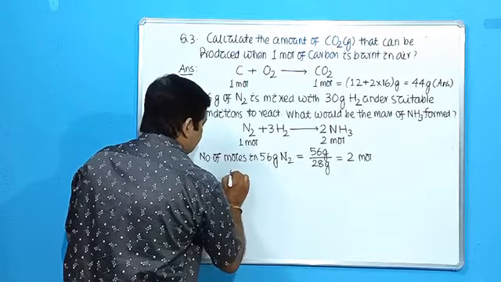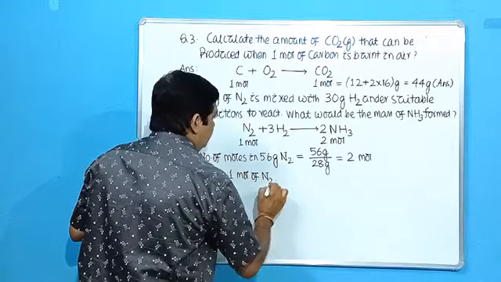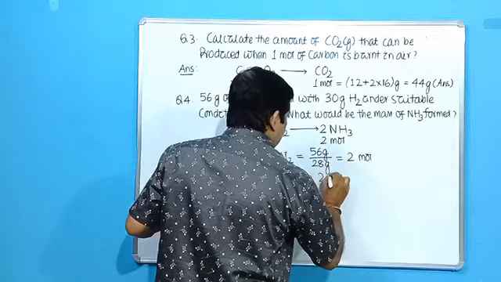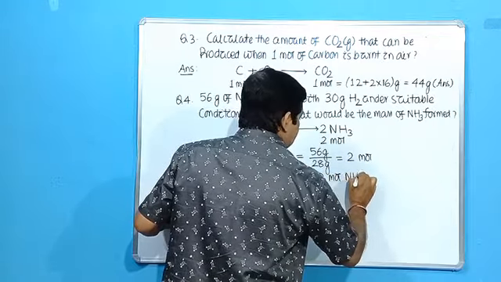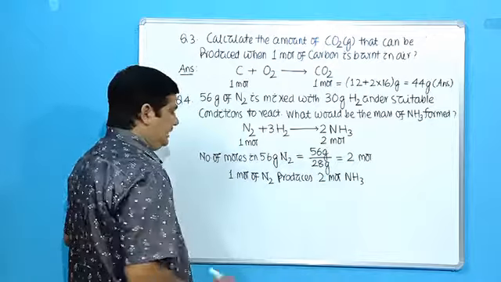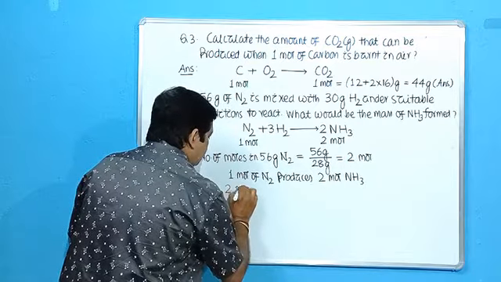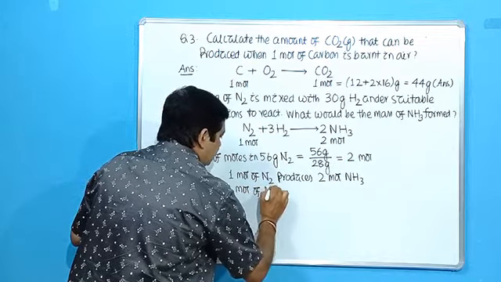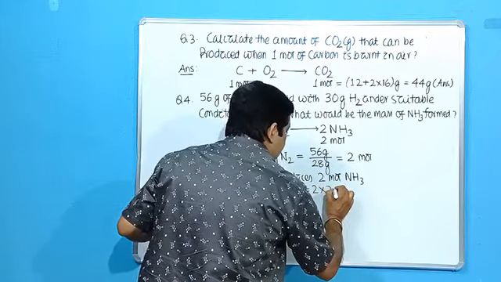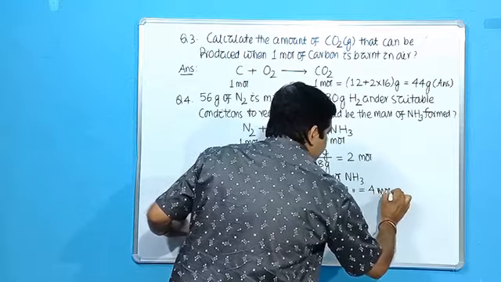So we'll start from this one. 1 mole of N2 produces 2 mole ammonia, clearly visible from the balanced equation. 1 mole of nitrogen produces 2 mole ammonia. That means how many moles are produced here? 2 moles. So 2 mole of N2 produces how many? 2 into 2 mole ammonia. That means 4 mole ammonia.